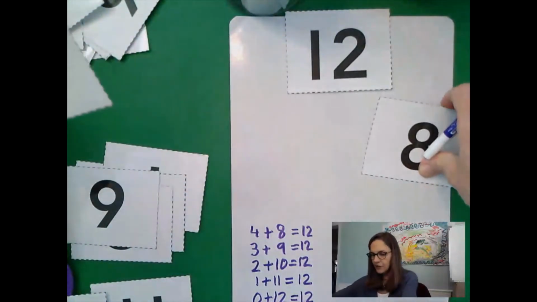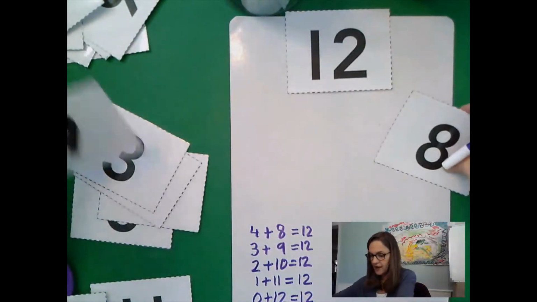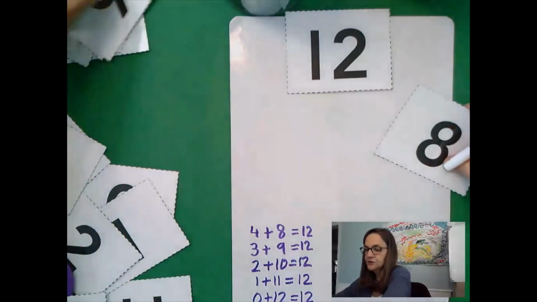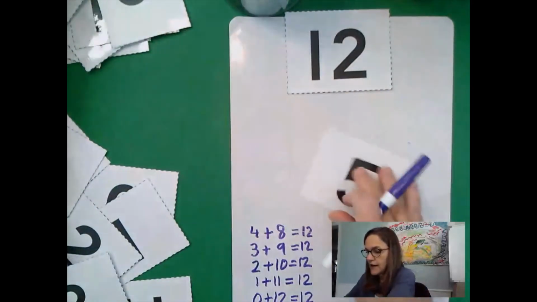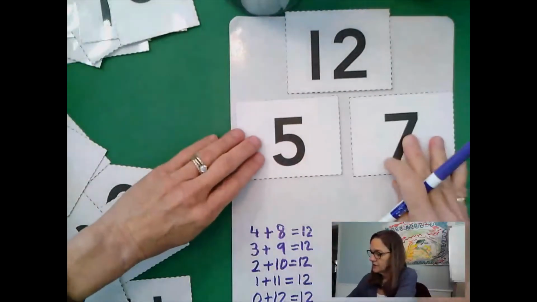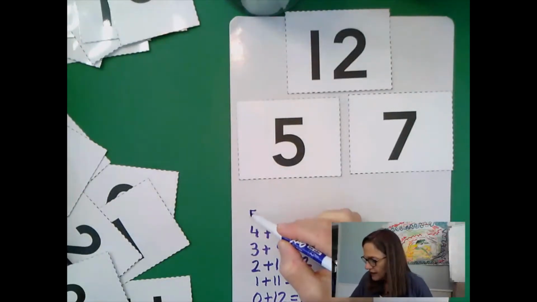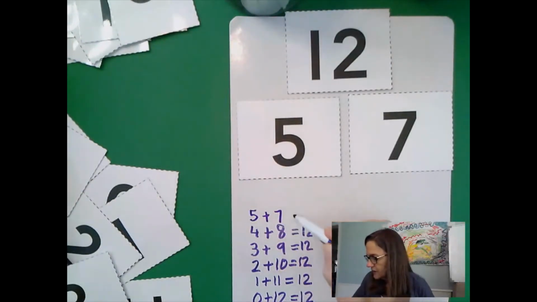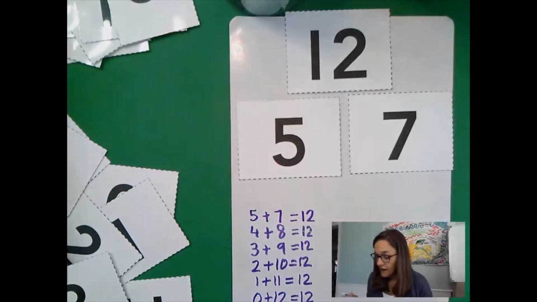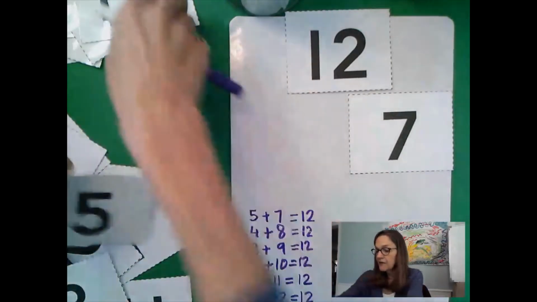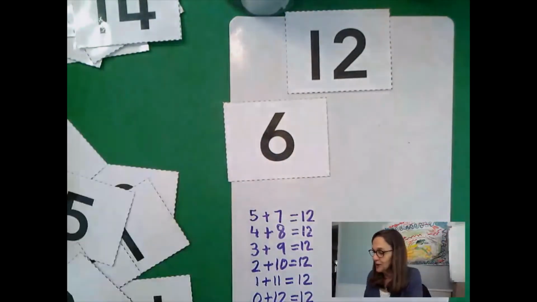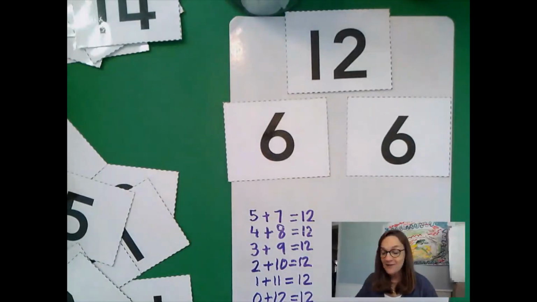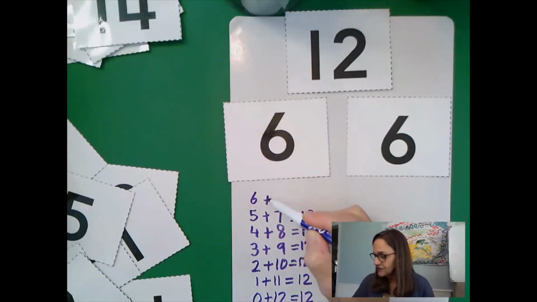Okay, now we're going to trade out the 4 for a 5. Here's my 5. And we're going to trade out the 8 for a 7. And we've got 5 plus 7 equals 12. Then we're going to trade out the 5 for a 6 and the 7 for a 6. And then we have 6 plus 6 equals 12.